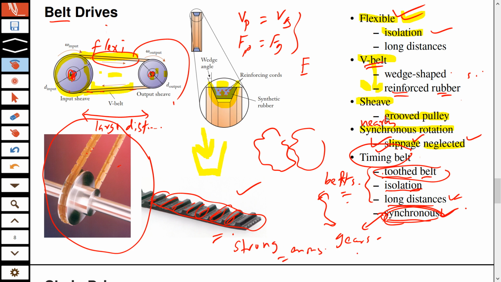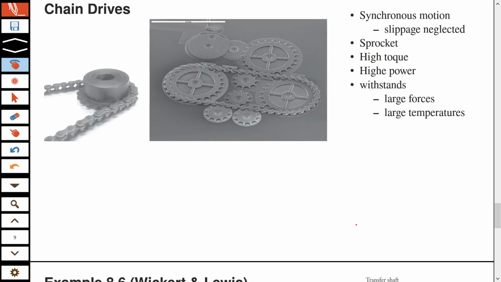If you need strength, because gears have two properties, right? One property of gears is synchronous motion, and the second property is that they are strong, they can withstand large stresses. So for that you have to replace belt drives with chain drives.